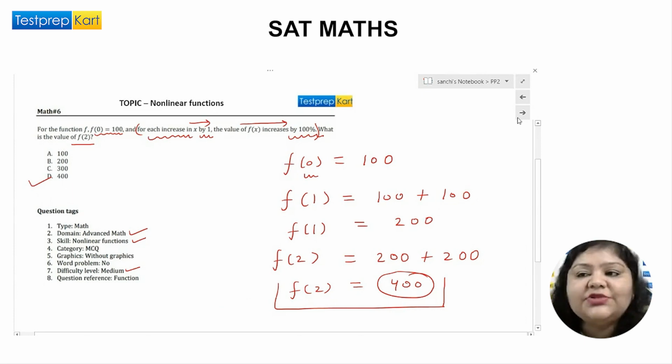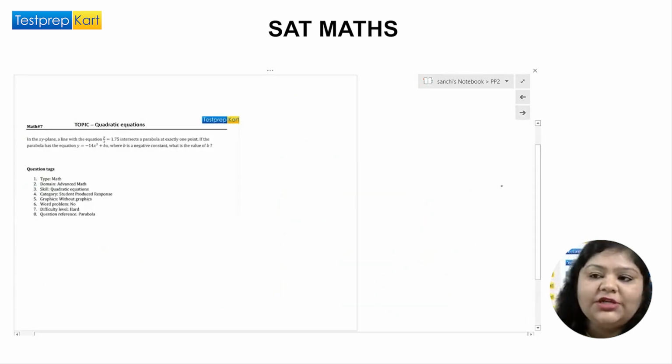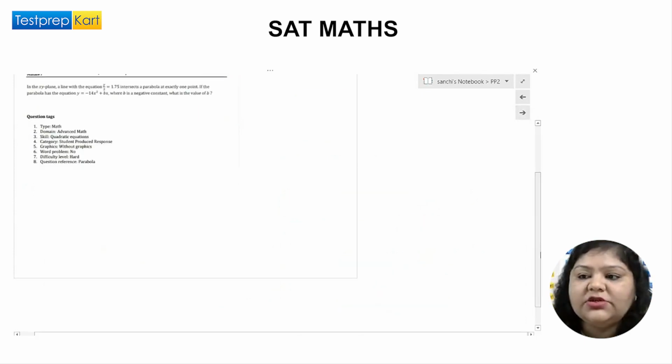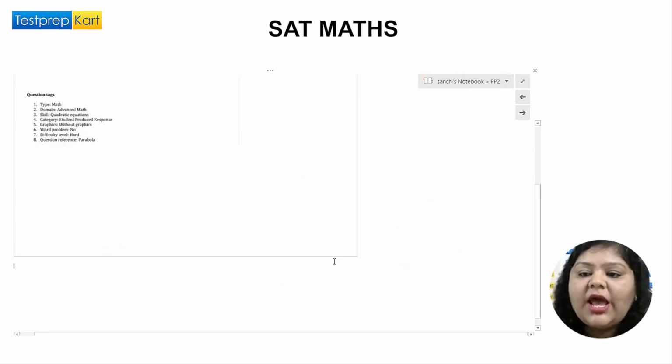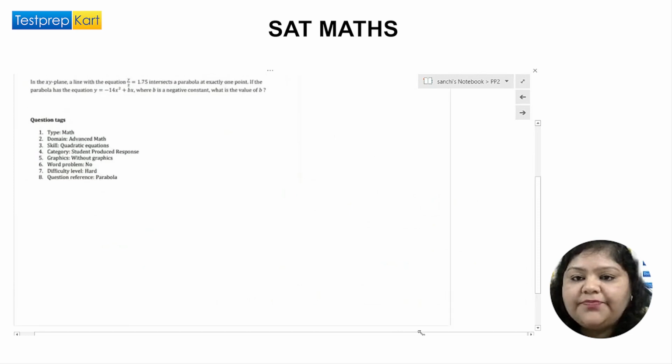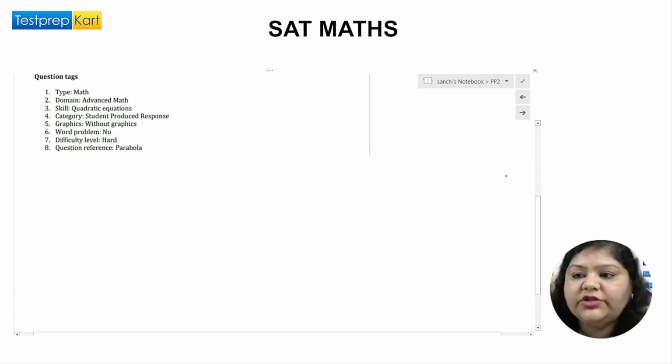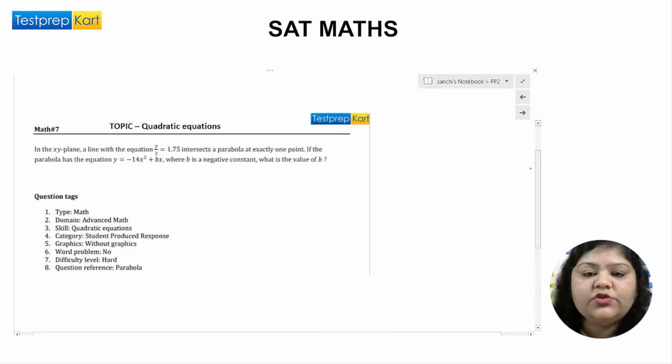So let's just proceed to the next question, which is question number 7. Again, let me scroll this question a little bit and make it a little larger for you. See, this was our question number 7. Now this question number 7 belongs again to the advanced math module, and from the advanced math it belongs to the quadratic equation.